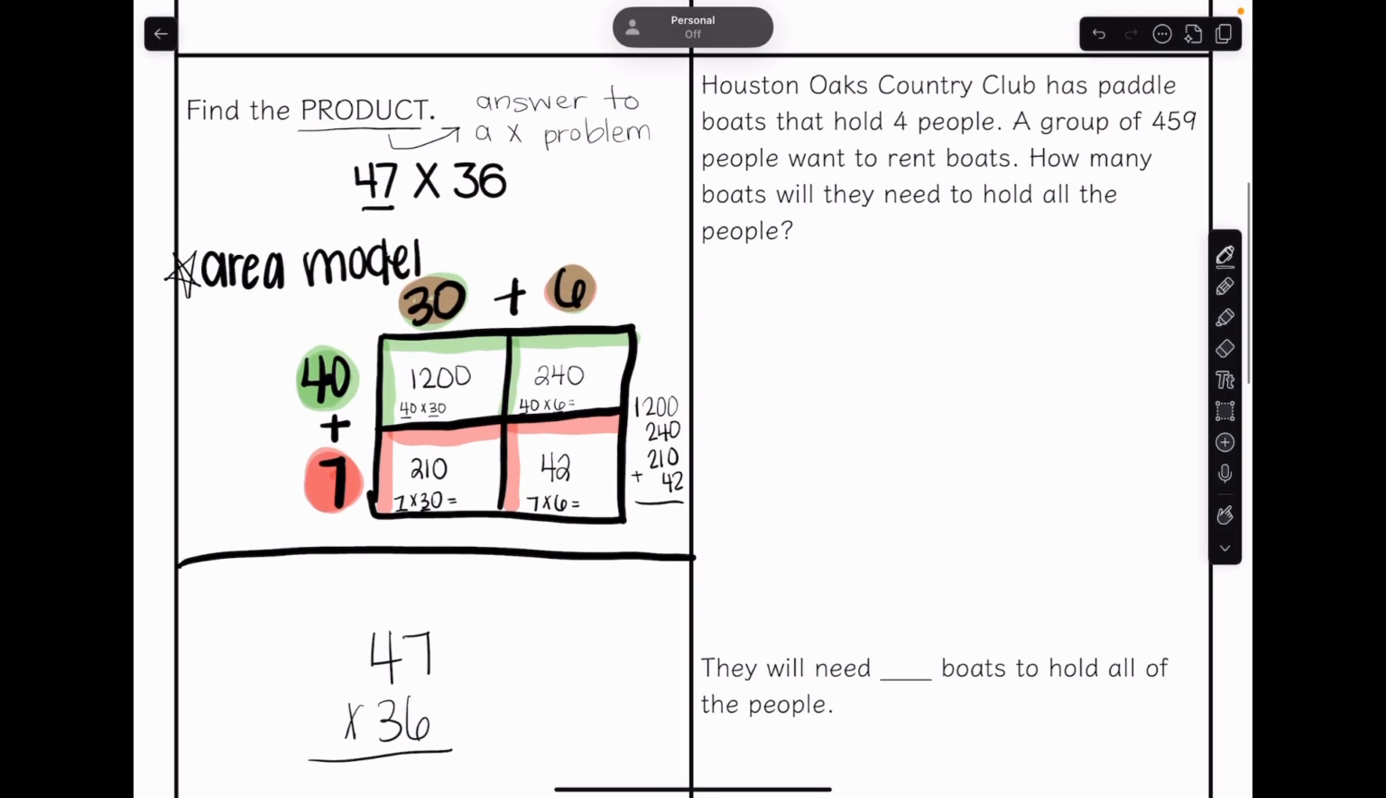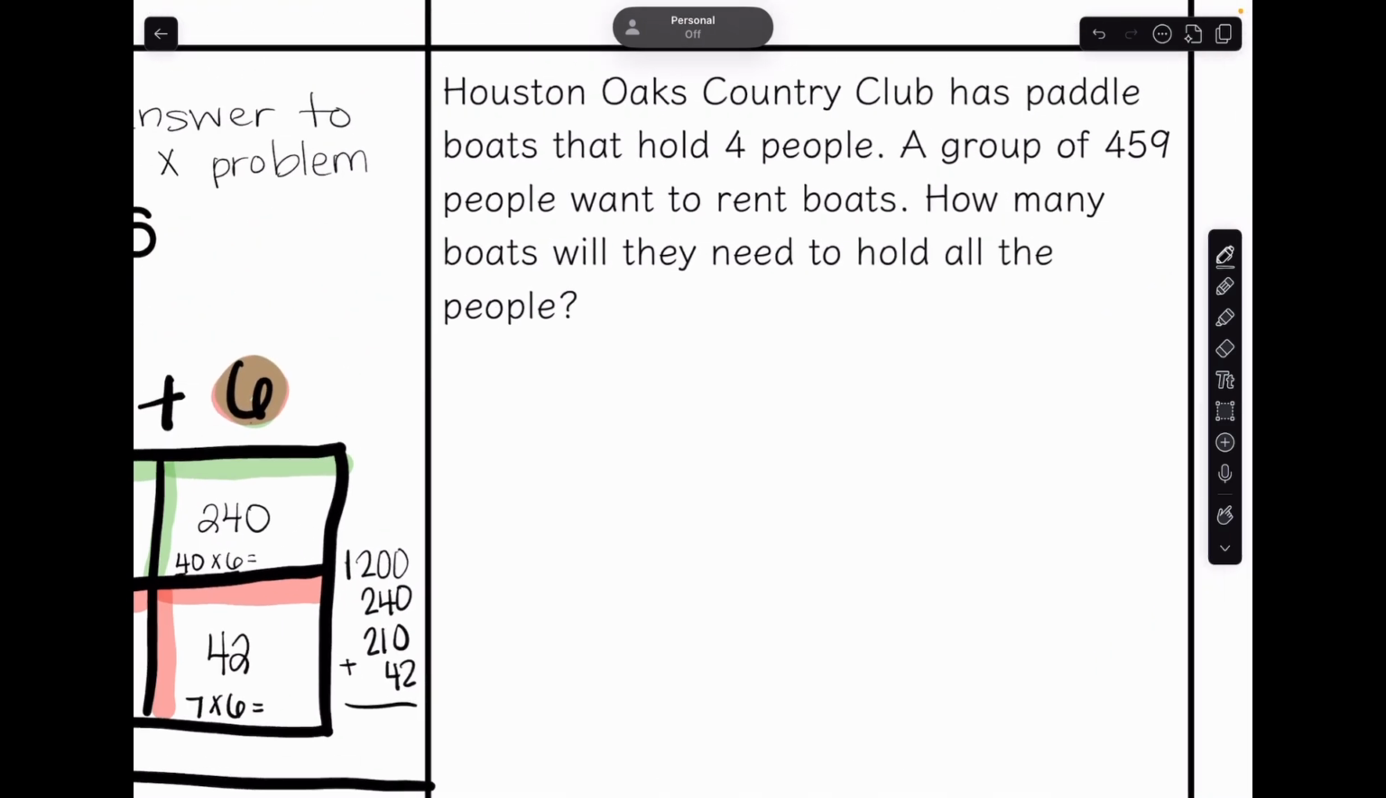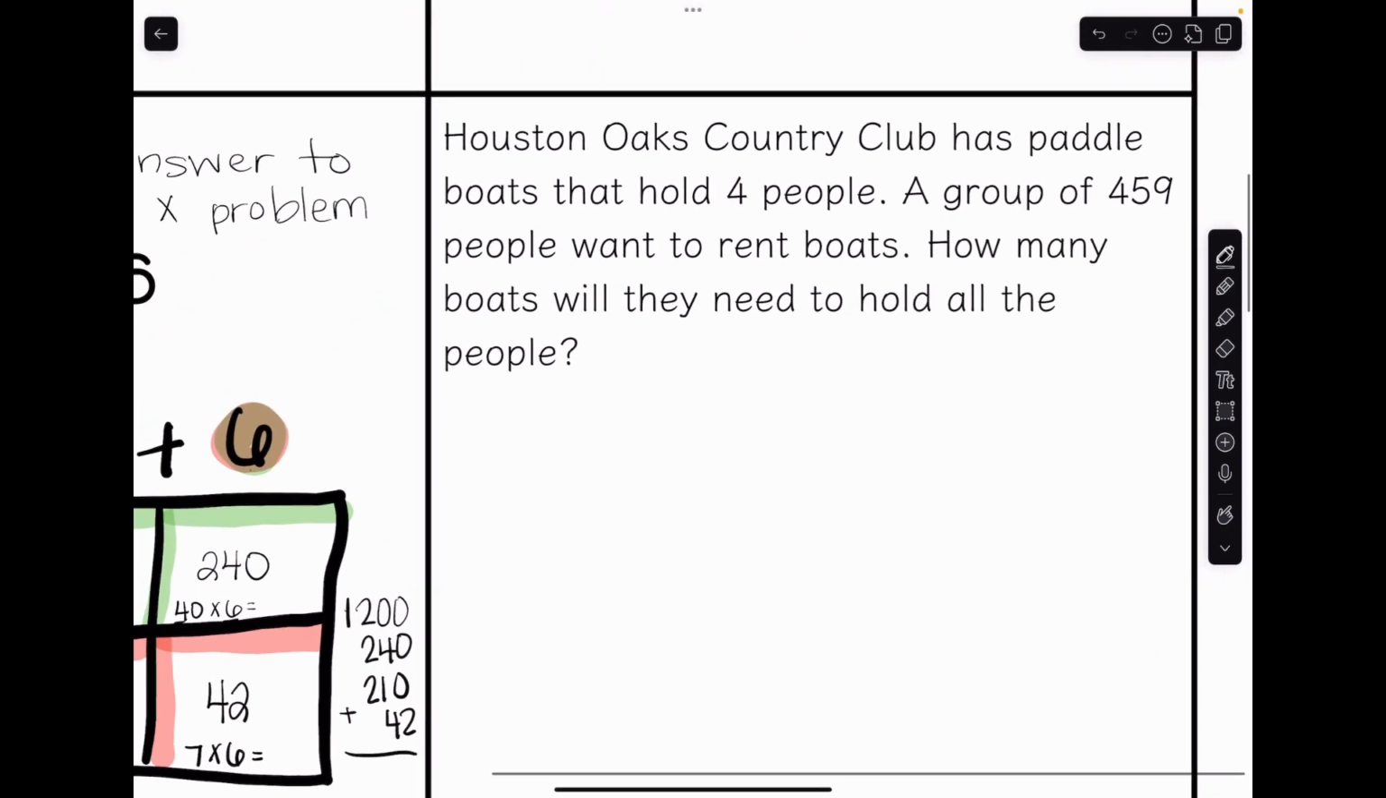All right, our next one is a word problem. Houston Oaks Country Club has paddle boats that hold 4 people. A group of 459 people want to rent boats. How many boats will they need to hold all the people?